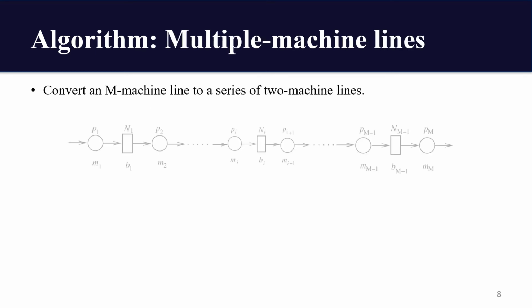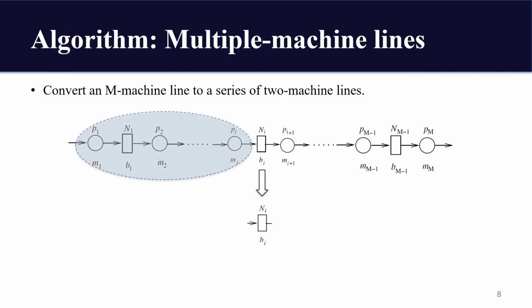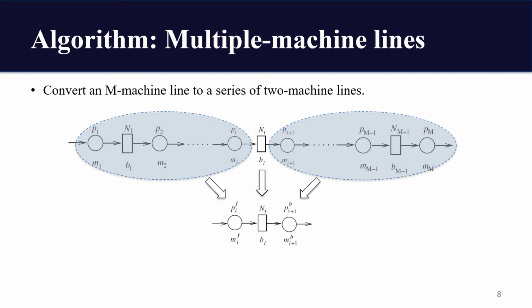For multiple-machine lines, we can convert them to a series of two-machine lines and calculate the throughput and work in process by the aggregation approach. If the throughput and work in process of all buffers of the multiple-machine line are given, the throughput and work in process of the virtual two-machine lines are also known.